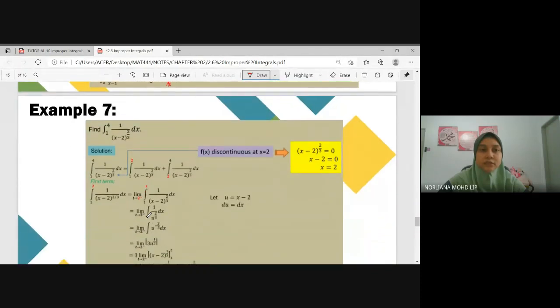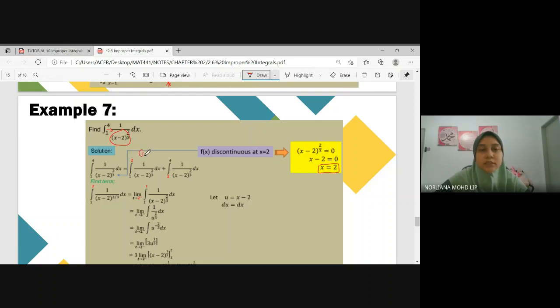Example 7. Okay, ni sama juga macam tadi. Kita perlu check dia punya denominator ni. So x minus 2 power 2 over 3 equal to 0. And then x equal to 2. So discontinuous at x equal to 2. Dia ada kat tengah ni juga, 2 kan. So we have to separate into two terms.